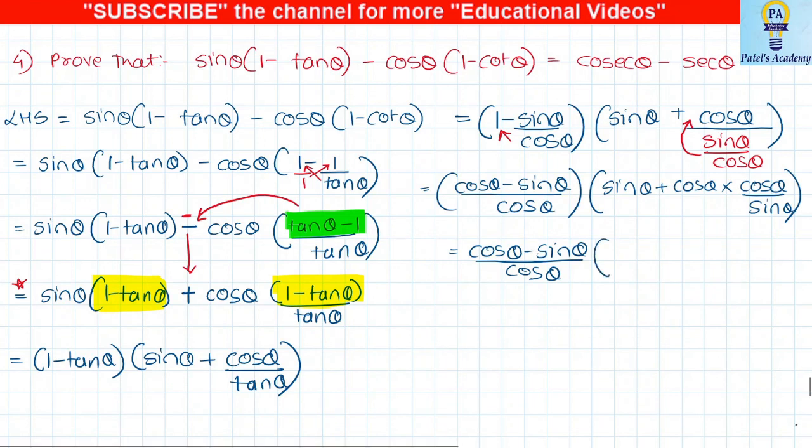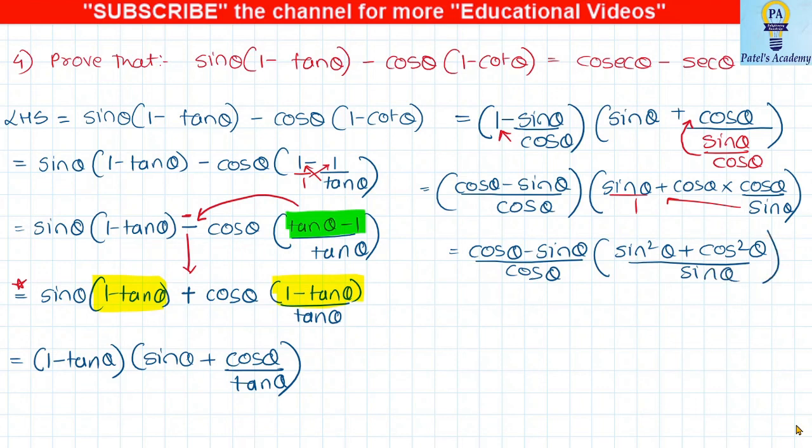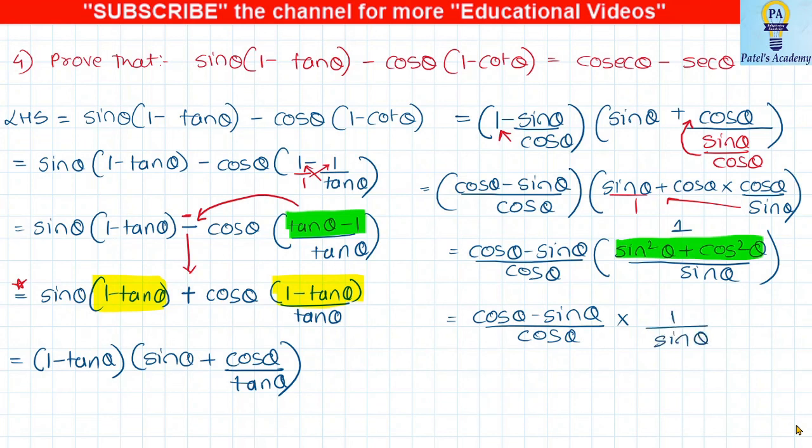Now here I will do LCM. So this is upon 1. When I cross multiply, what I'll get is sin square theta plus cos into cos will be cos square theta upon sin theta. Now what we see is this sin square theta plus cos square theta, this answer is 1. So what we have over here in the next step is cos theta minus sin theta upon cos theta into 1 upon sin theta cos theta. Okay, 1 upon sin theta cos theta.